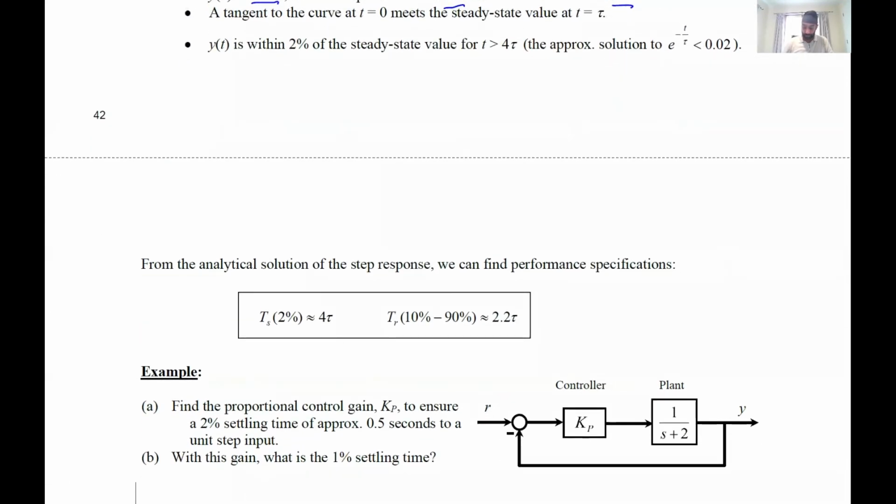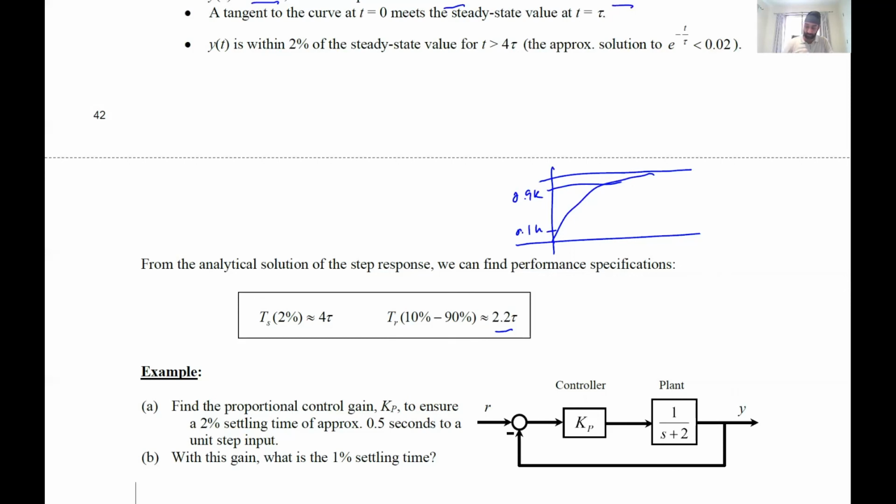Also, we discussed the rise time. For a monotonically increasing response, the rise time is when the response goes from 10%, 0.1 k, to 90%, 0.9 k. This can be found similarly by substituting in the equation. It is approximately equal to 2.2 times the time constant.